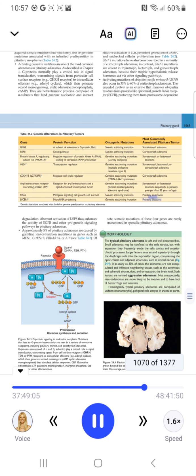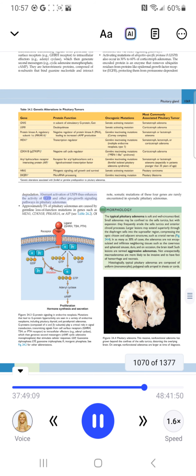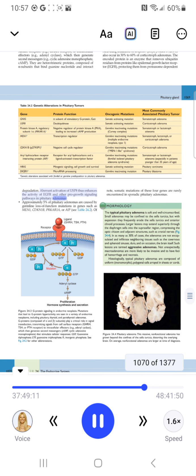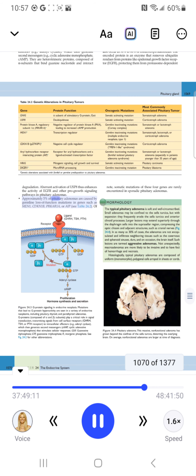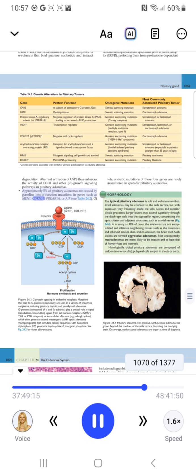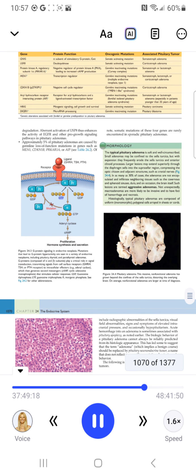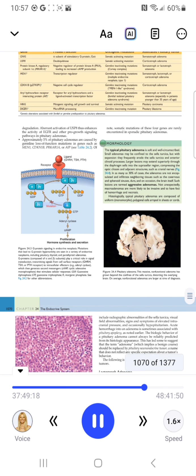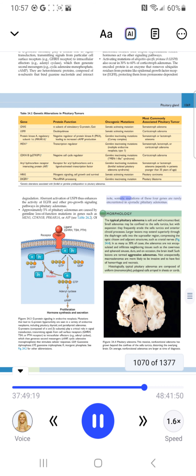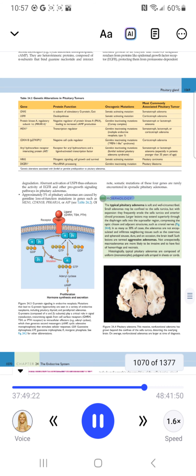Pituitary carcinoma and pituitary blastoma may also occur. Aberrant activation of USP8 thus enhances the activity of EGFR and other pro-growth signaling pathways in pituitary adenomas. Approximately 5% of pituitary adenomas are caused by germline loss of function mutations in genes such as MEN1, CDKN1B, PRKAR1A, or AIP, see Table 24.2. Note, somatic mutations of these four genes are rarely encountered in sporadic pituitary adenomas.